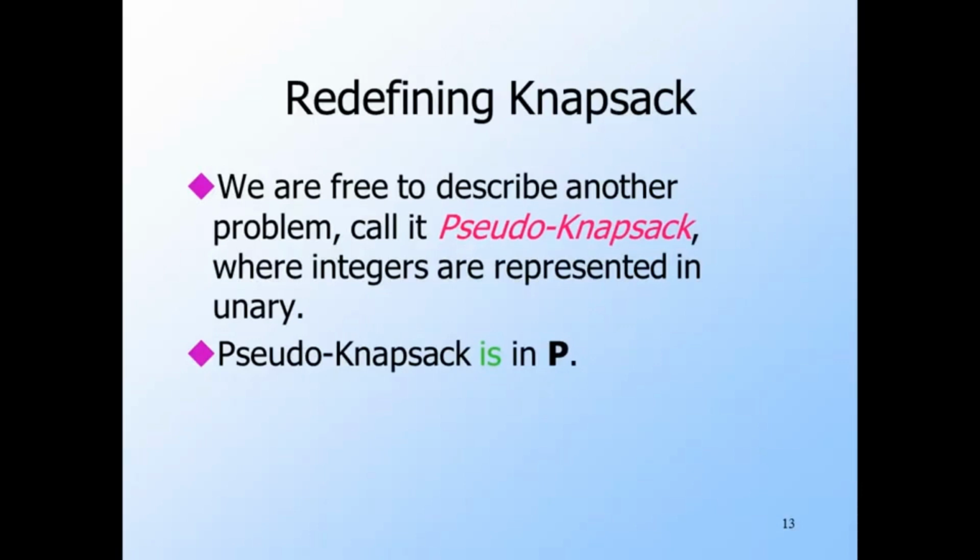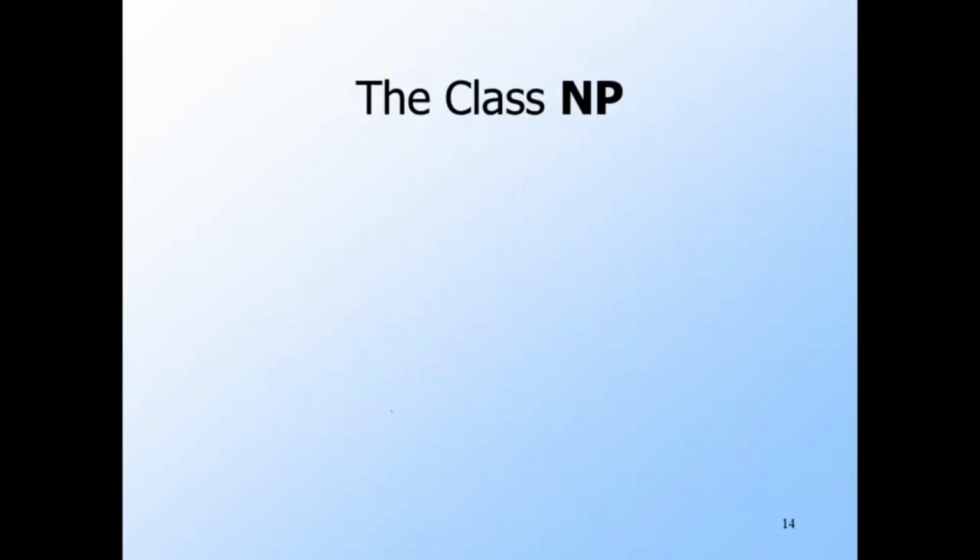That is, integer I is represented by I 1s followed by some marker symbol to separate integers. This problem is in P, and the dynamic programming algorithm proves that. But it is not the classical knapsack problem where integers are represented in binary, the sort of rational way to represent large integers. The second important class of languages for our story is NP, the non-deterministic polynomial class.